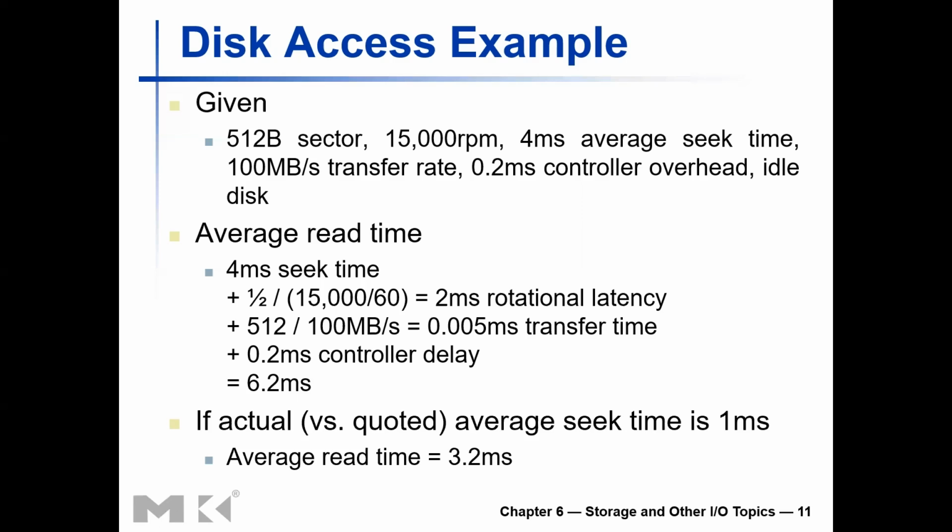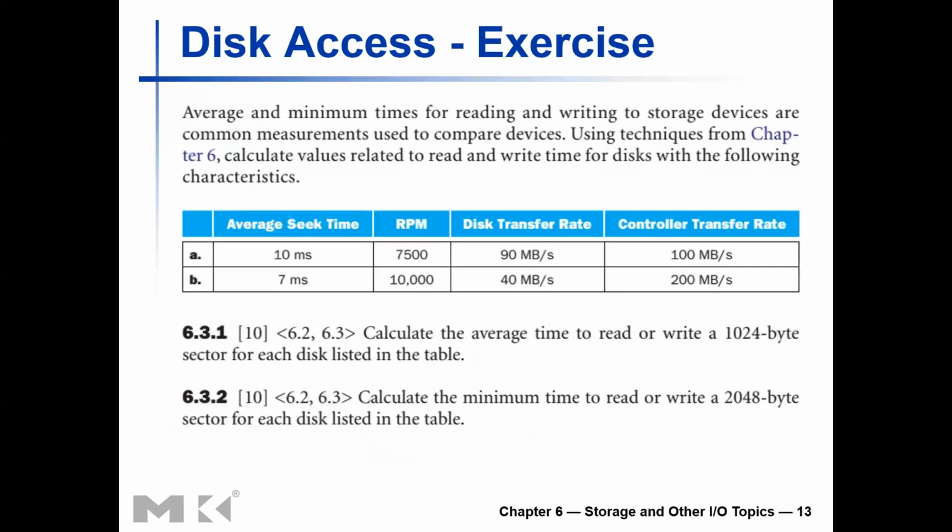If actual average seek time is 1 millisecond, average read time is 3.2 millisecond, although the company says 4 millisecond average seek time. It depends on which sector and where the head is currently located, the distance between the two, right? So if the seek time reduces to 1 millisecond in the real case for a particular access, your average read time will be reduced. And another example is given here, so you may try that.